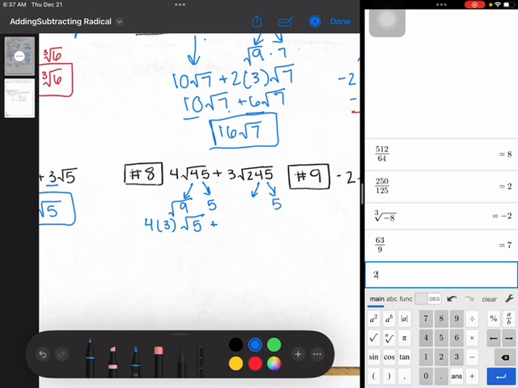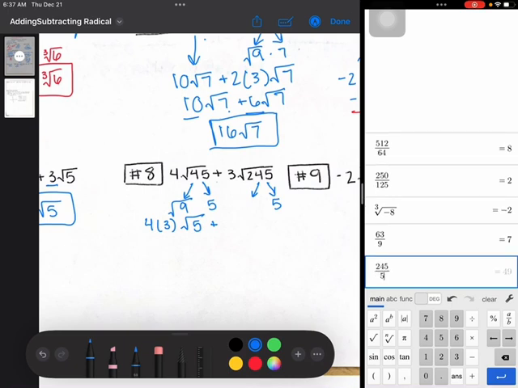So if I do 245 divided by 5, I get 49, which is great. It's a perfect square. So I'm going to take the square root of 49, so that's 3 times 7 plus 5. Do our multiplication first, and then the addition and subtraction. So 4 times 3 is 12 square root 5 plus 21 square root 5 gives us 33 square root 5.